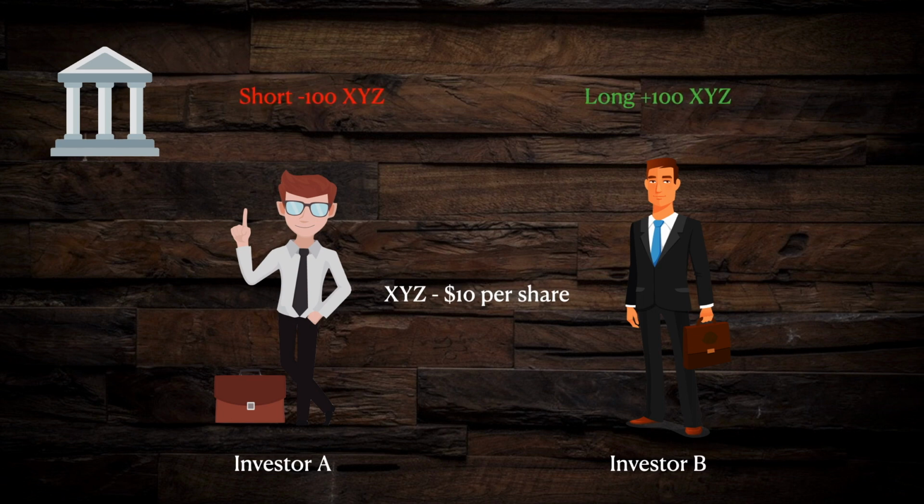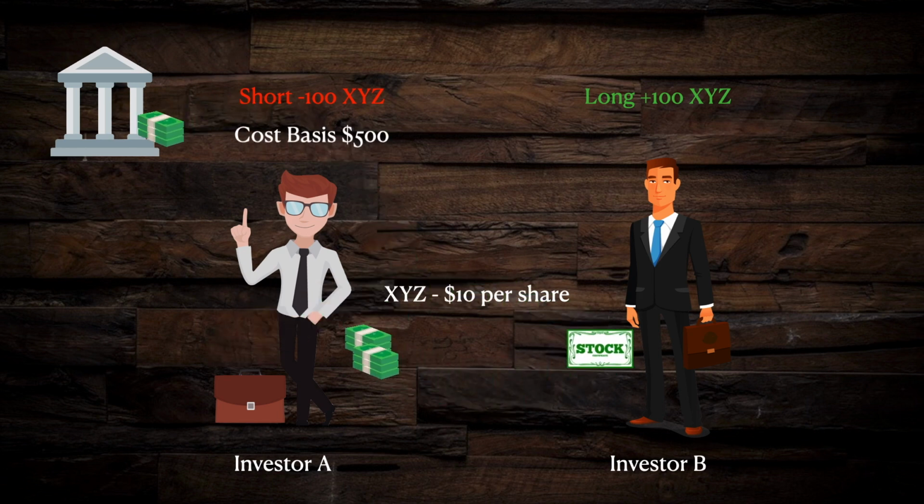Investor B has a different outlook and is bullish on the stock, so he purchases those 100 shares for a total of $1,000. Now remember, investor A's capital requirement for short selling is only half of the value of the stock, so investor A's cost basis for this position is only $500. Now let's take a look at the potential outcomes of these positions.